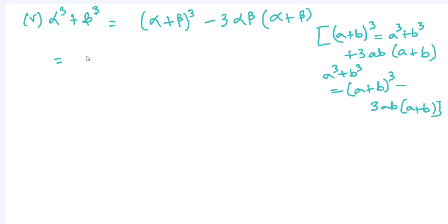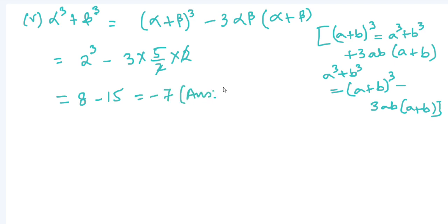So now alpha plus beta, we already know that is 2. So 2 cube minus 3 into alpha beta, which is 5 by 2, into alpha plus beta, which is 2. So it will be cancelled out. 8 minus 15, which is coming minus 7. So this is the answer of part 5.